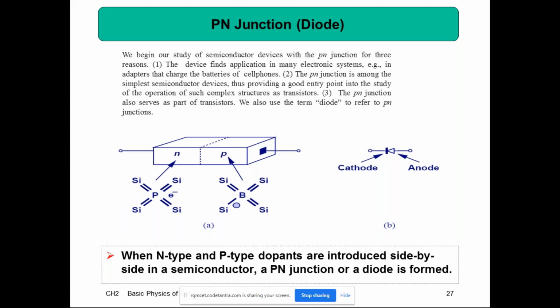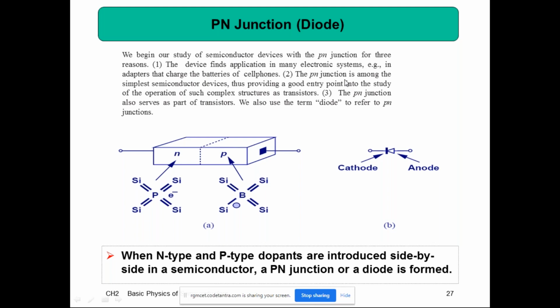Nowadays everyone is using an adapter that charges the batteries of cell phones or laptops or other electronic devices. So the adapter is a necessary device available in each and every place. So in adapter designing, the PN junction device is a must, right?